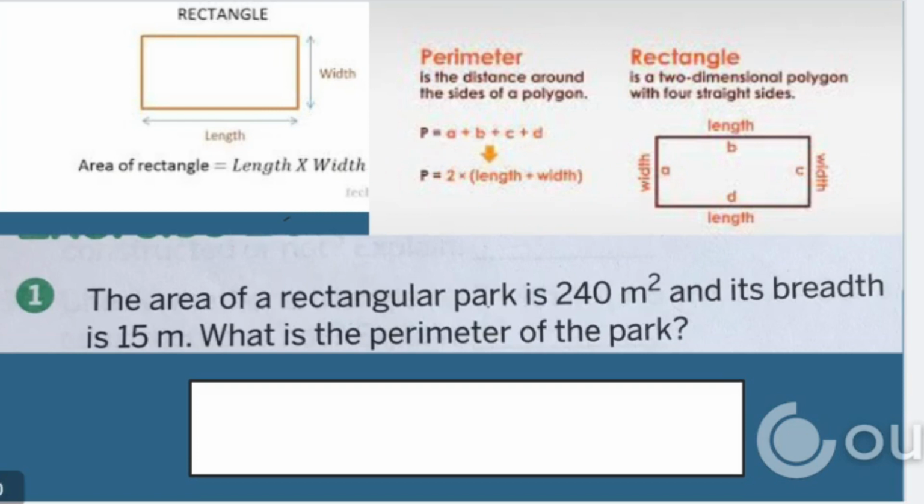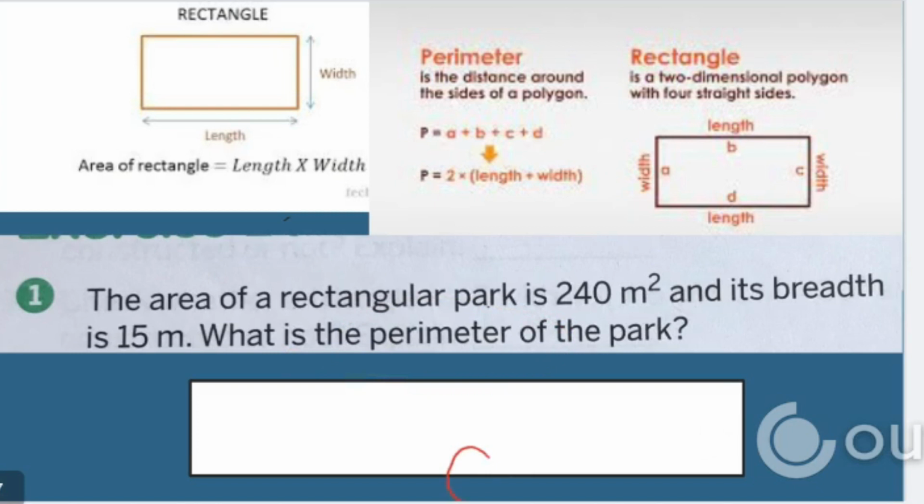Now in order to make it clearer, please look at this question from your book, chapter 20, exercise 20. The area of a rectangular park. Imagine this is a rectangular park, and the area is 240 meters square. 240 meters square is not the length, not the width. That means after multiplying the length and the width, we have got 240. And the breadth, only this portion, is 15. Now they have asked you, what is the perimeter?